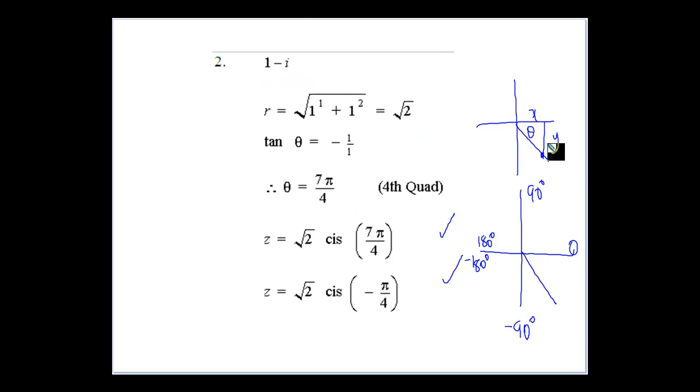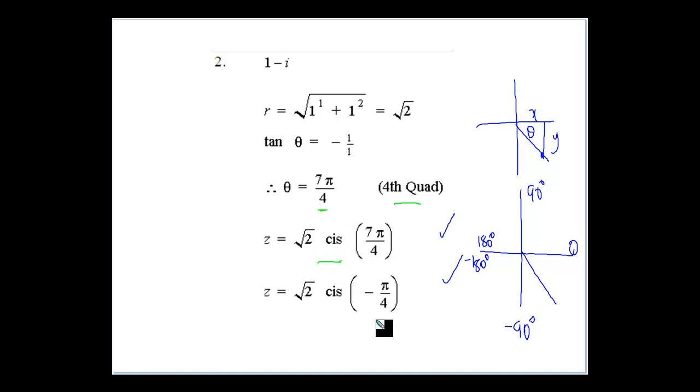1 minus i. So we're going across 1 and down 1 there, so it's going to be in the fourth quadrant. Again, same modulus, and the argument would be pi on 4 in this direction, so it'd be 7 pi on 4. We can write it either way here. I've written root 2 cis 7 pi on 4.